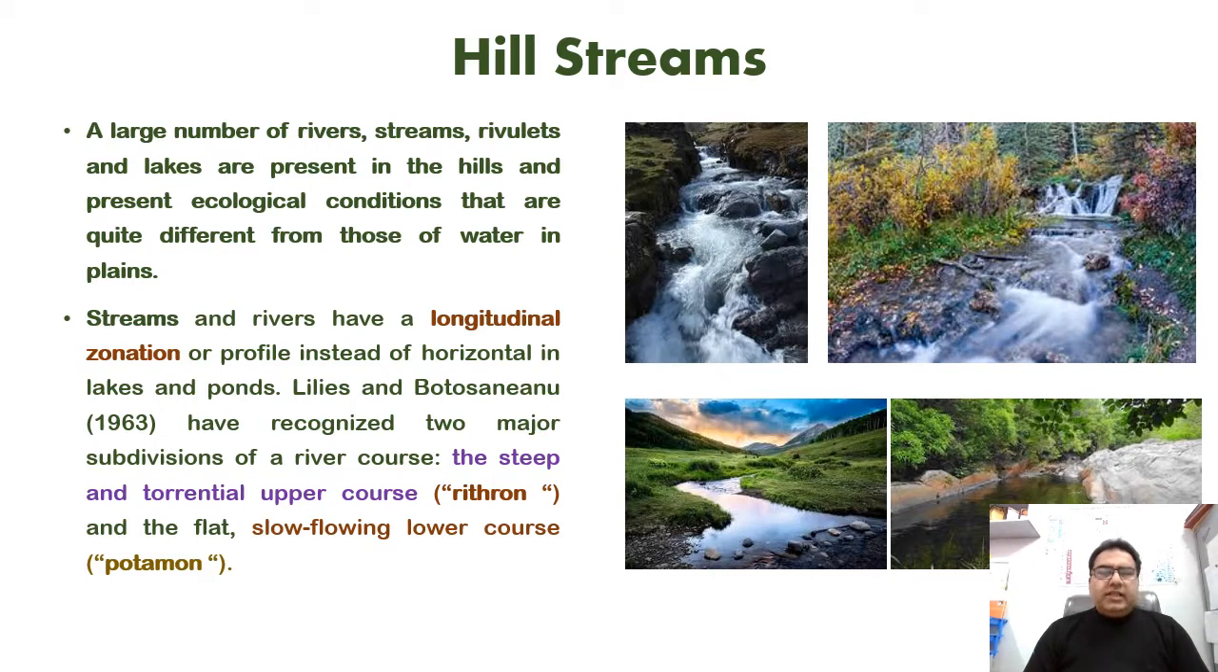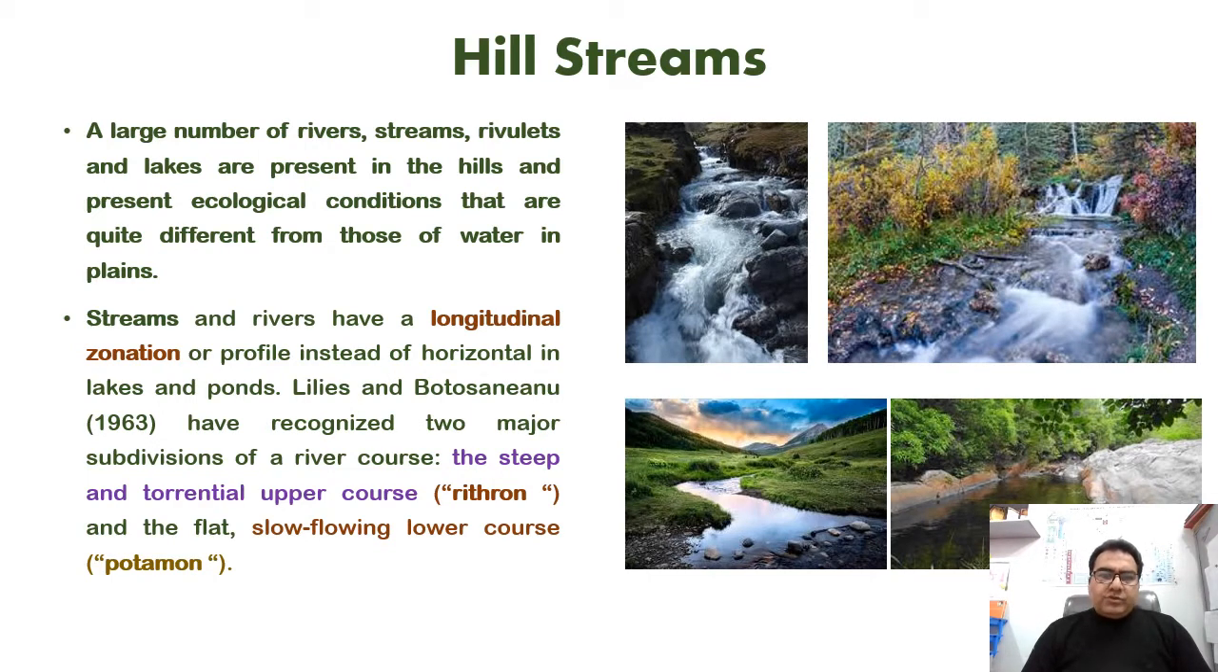And when we talk about the zonation of these streams, it is longitudinal instead of horizontal zonation. This horizontal zonation is mostly found in deep waters, but it cannot be found in shallow waters. So in the case of shallow waters, we classify the zones in terms of the longitudinal direction of the river.